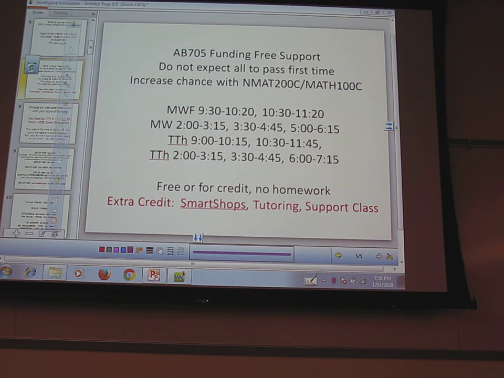Here are some important dates. You'll notice March 10th is Flex Day. That does not apply to you guys. You're a night class, so that doesn't affect you at all.